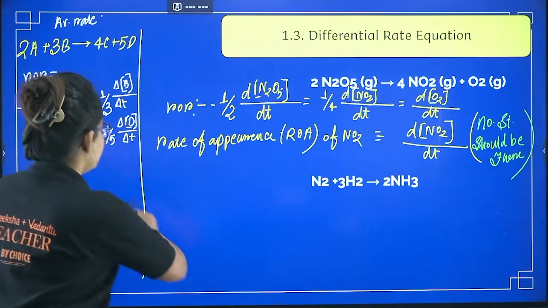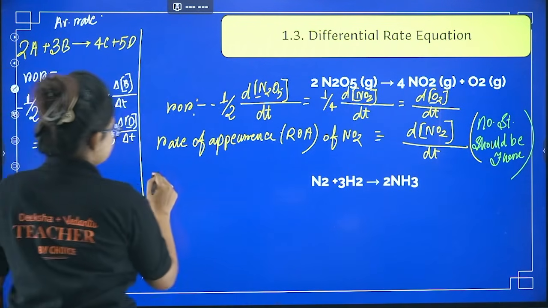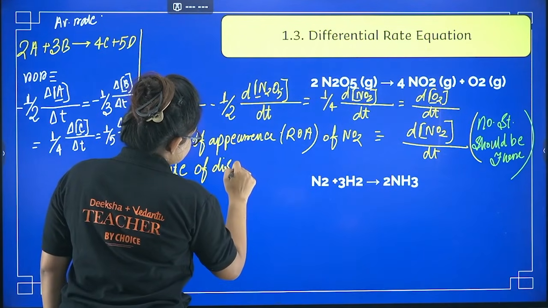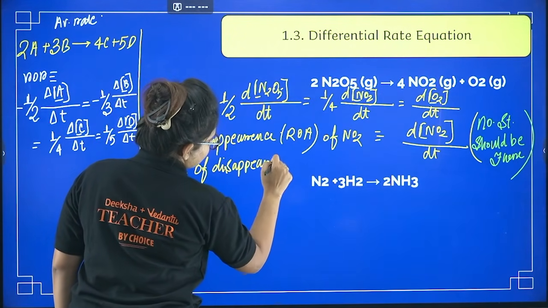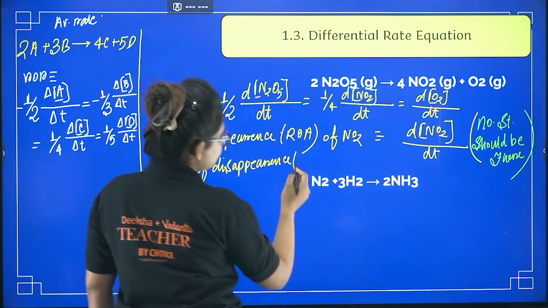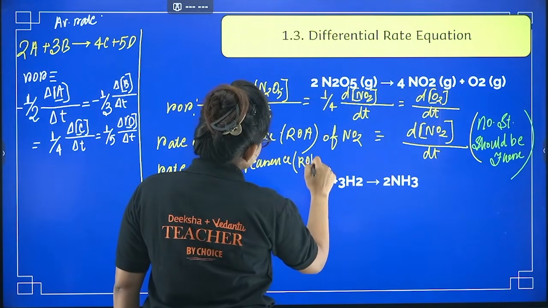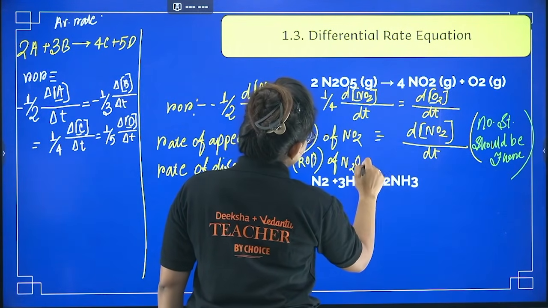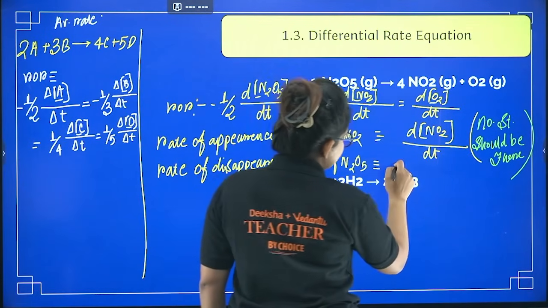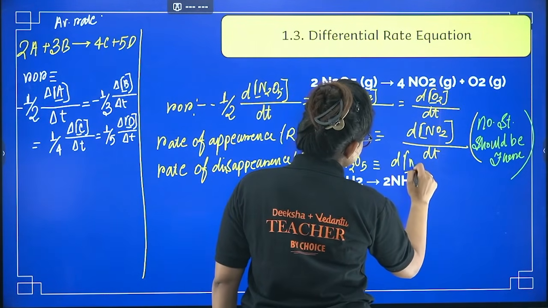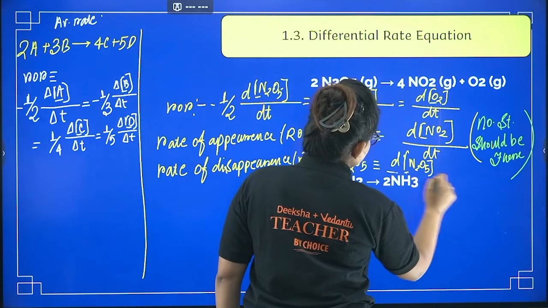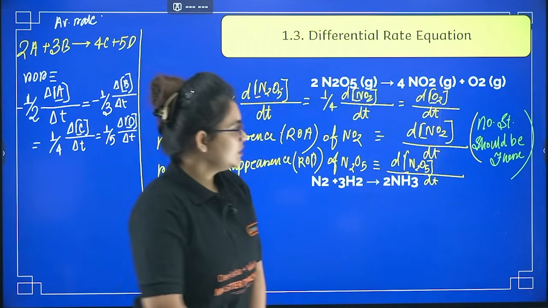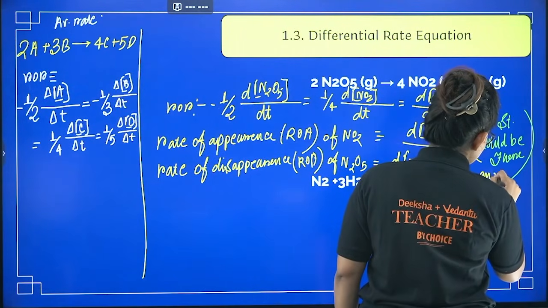Next, if I write rate of disappearance, who is disappearing here? Definitely reactant. We will call it ROD, here of N2O5. How should you write it? Definitely d of only concentration of N2O5 divided by dt. That's it. No stoichiometry, no sign. No stoichiometry and no sign.